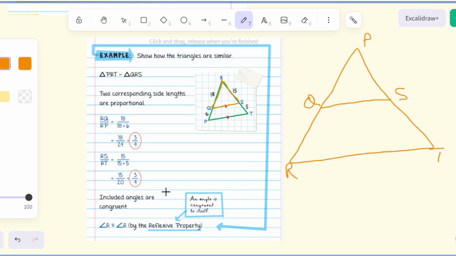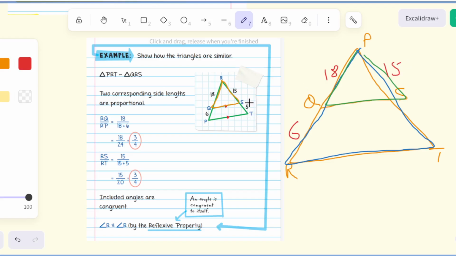and there's a line here, QS, right? So they are considering this big triangle, and the smaller one here, right? This one. Now, what all have they given to us? They have given that RQ is 18, right? And this QR is 6. And this is 15, and this is 5.